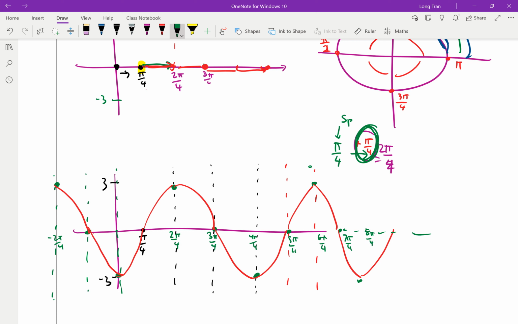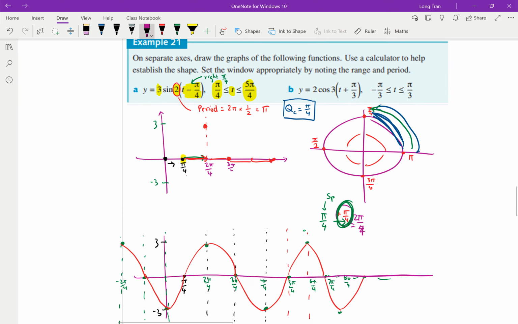So if you do that, can you see that now it's easier to figure out the domain? The domain was going from pi on 4 to 5 pi on 4. So which ones do I want?